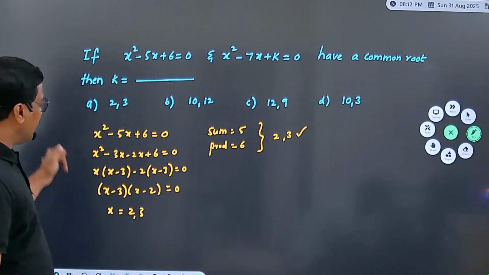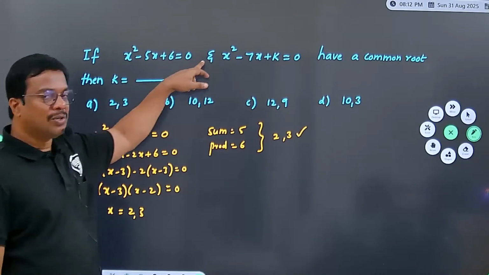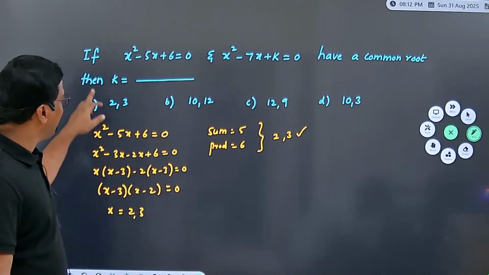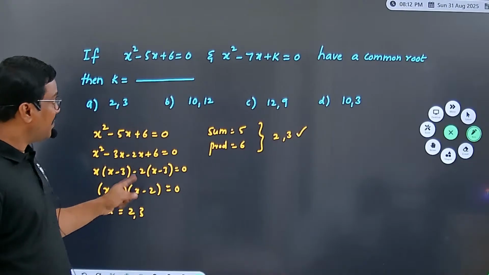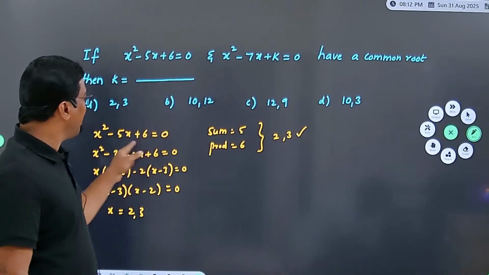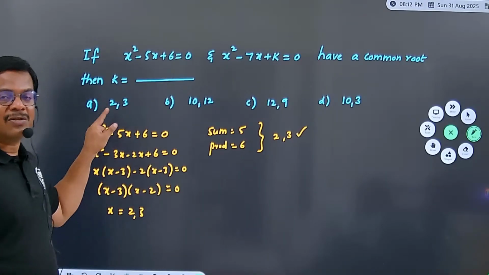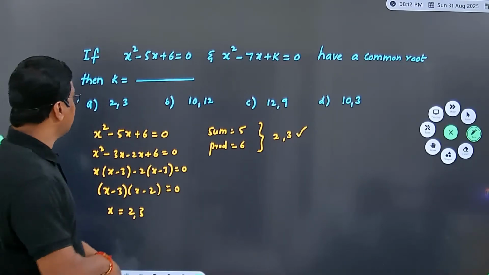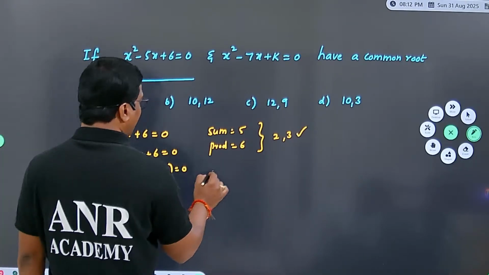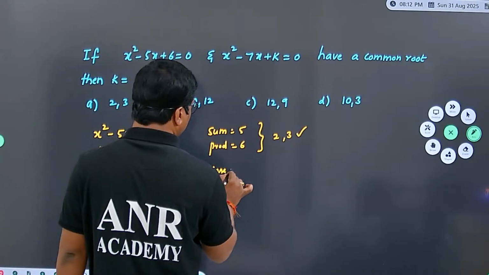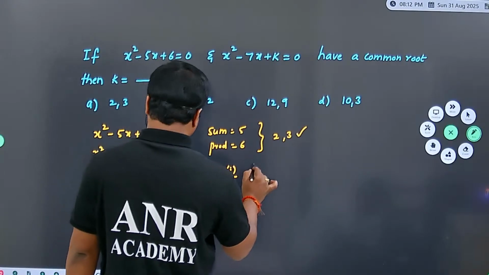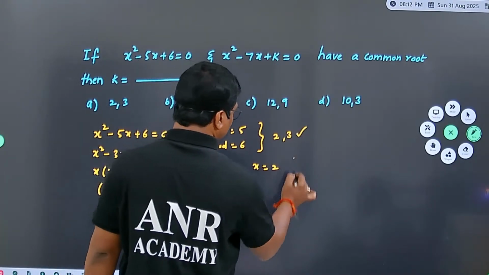In case 2 is the common root to this, then we get one result. If 3 is the common root, then we get another result. So in the options given, the values of k appear two times. Yes. Suppose case 1: if x equal to 2. Next case 2.